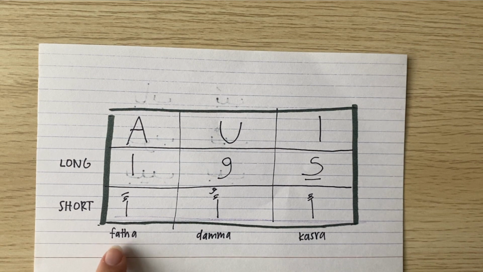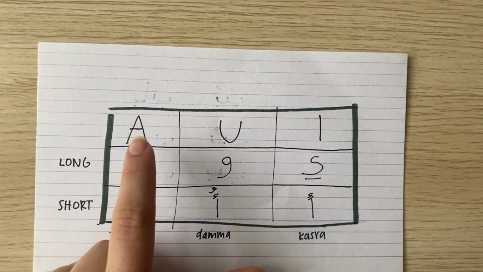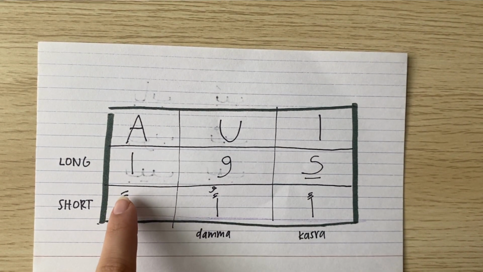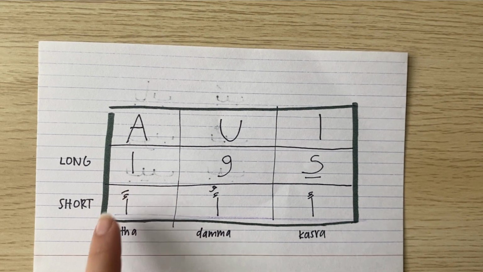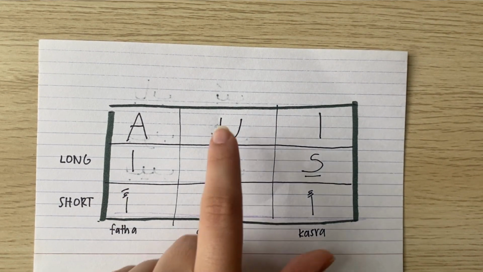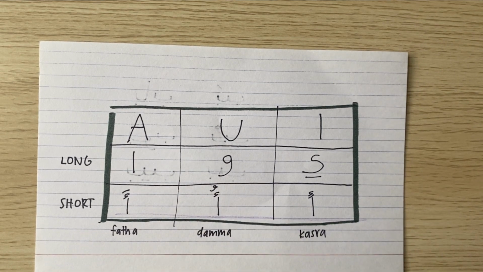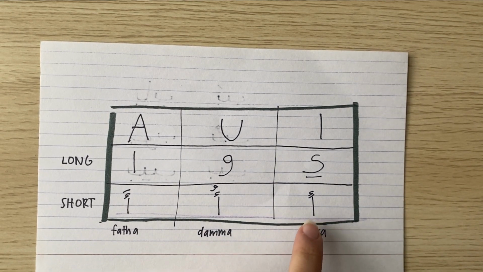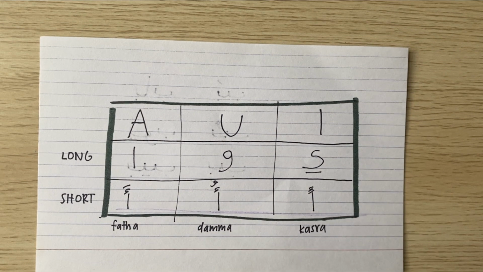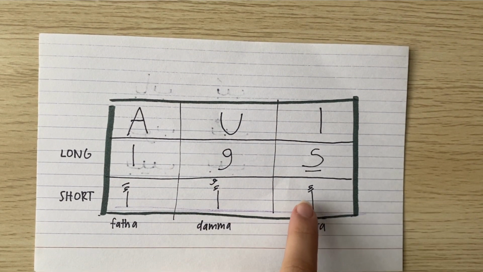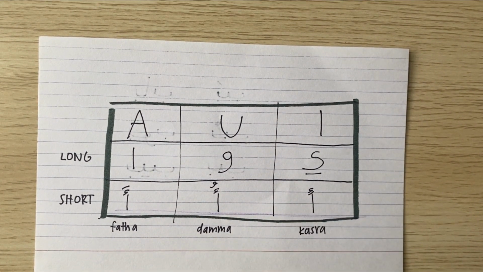This first one is called fatha, and it goes right above. It's a small diagonal line above the letter. There's damma, which is like a little waw on top of the letter. And then finally kasra, which is like the short version of I, and it goes beneath the letter.